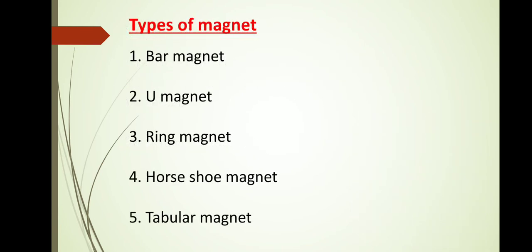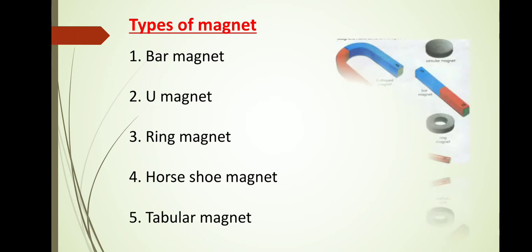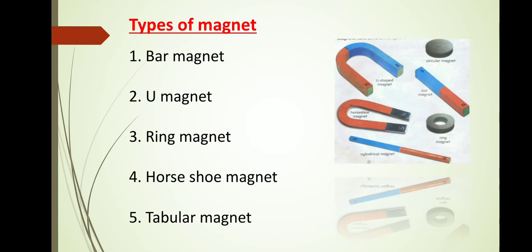Now let's move to the another part, the types of magnet. In grade 6 you may have been given some of the magnets and identified: the bar magnet, U magnet, ring magnet, horseshoe magnet, tabular magnet. Those are classified based on the shapes. In this diagram it can be clearly seen.